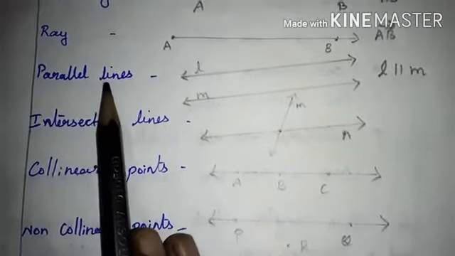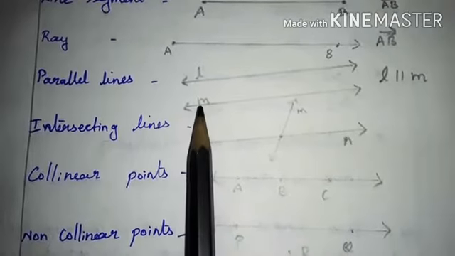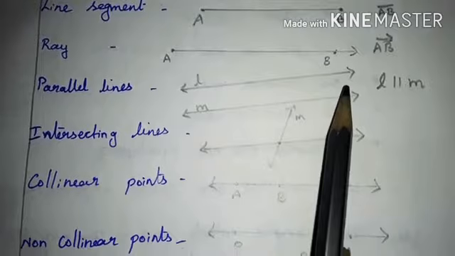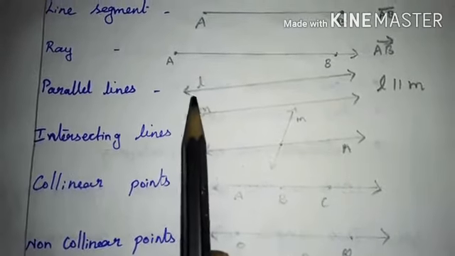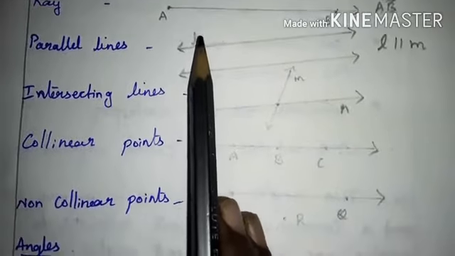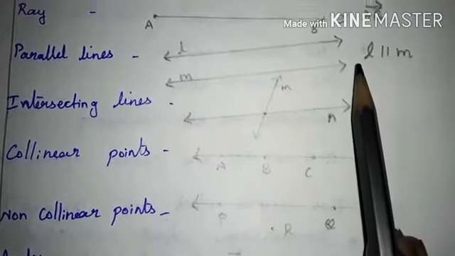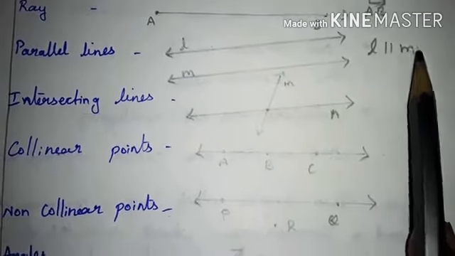The fourth line we are going to see is a parallel line. If L and M are equidistant from each other, that is, they never meet each other, then we say that L and M are parallel. It is represented by L parallel to M.